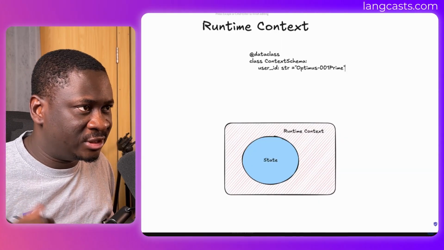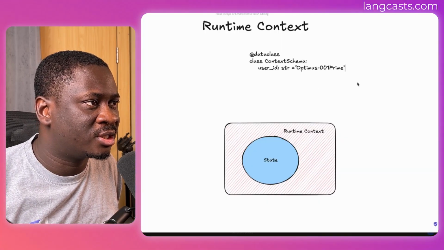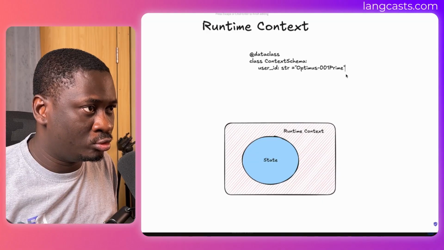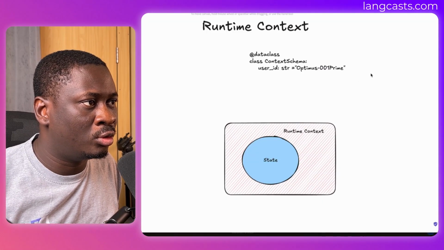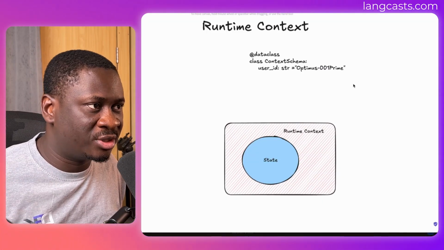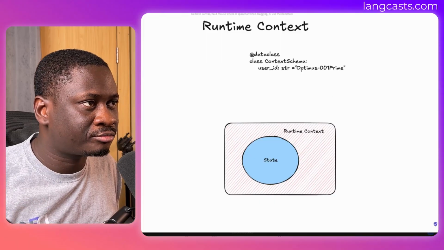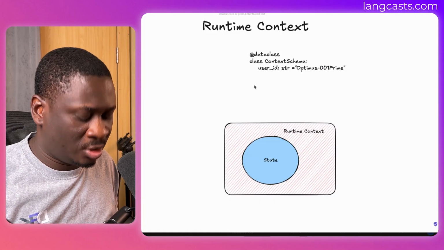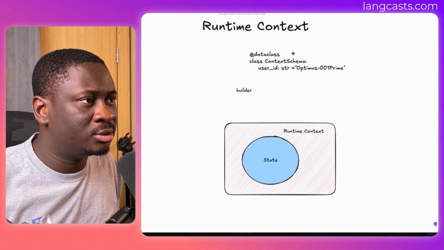So once you have that, once you set your context schema, you then need to pass it to state graph when you initialize your graph. So you say builder.